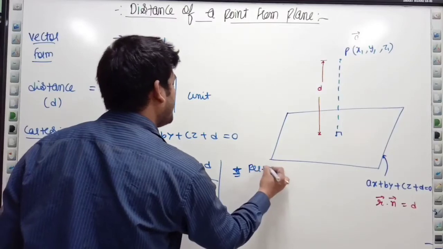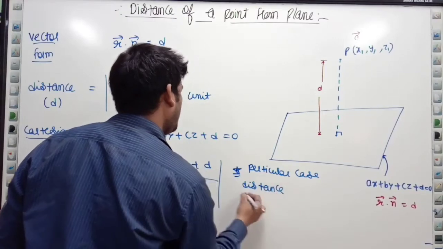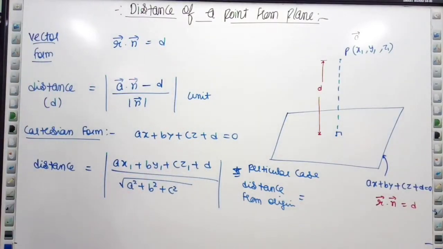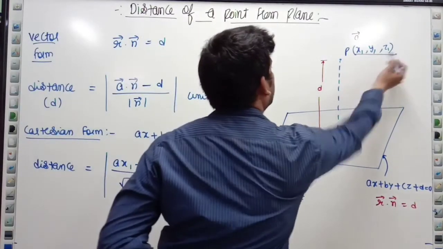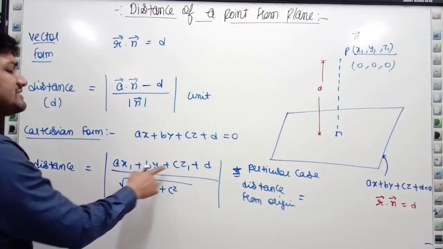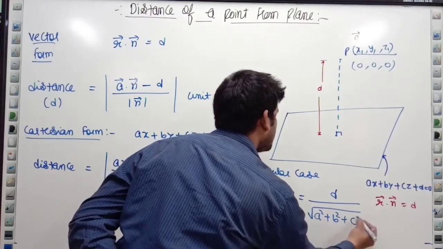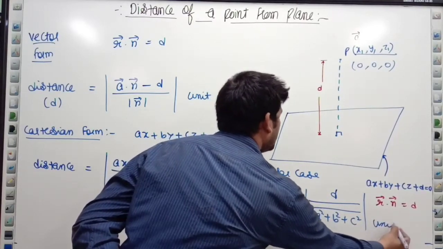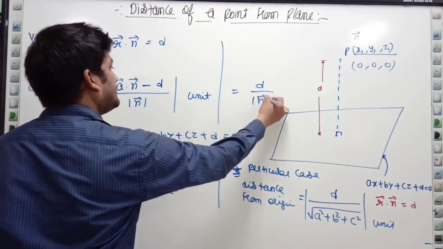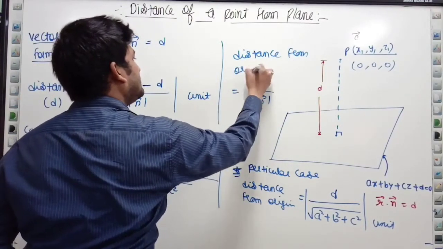Now sometimes it is called distance from origin. A particular case we can see. If we are interested in finding the distance from origin, then this point will be 0, 0, 0. Right? If x1, y1, z1 are 0, then what is left is d upon under root a square plus b square plus c square, mod, unit. And in vector form we can say d upon mod n. Right? This is the distance from origin in vector form.